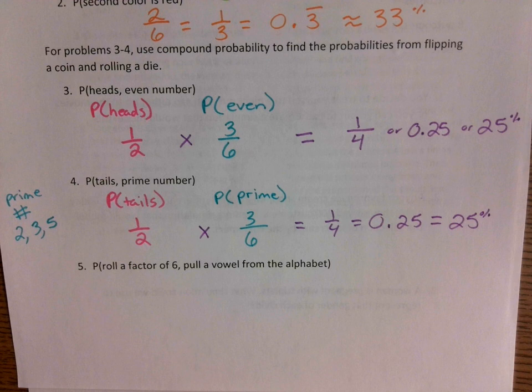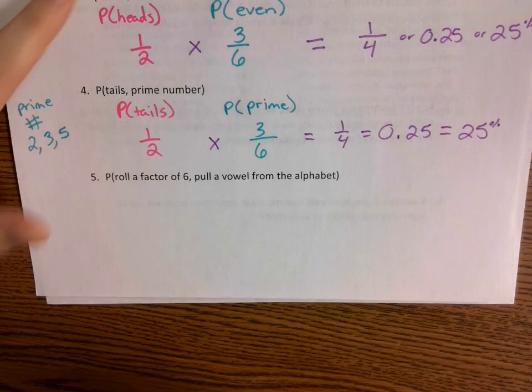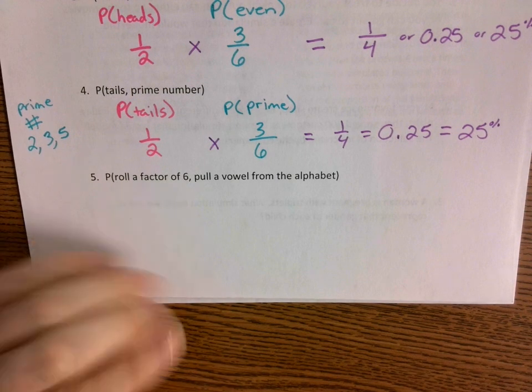All right, problem number 5 has nothing to do with the coin or the die. It's its own little thing. We're going to roll a factor of 6 from a die, and then we're going to pull a vowel from the alphabet.